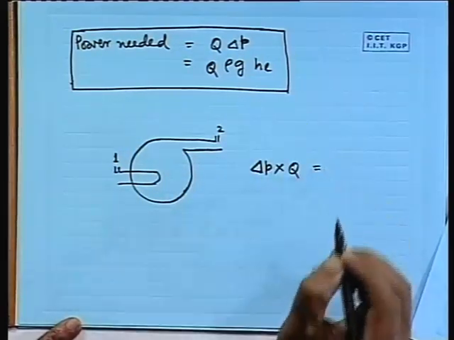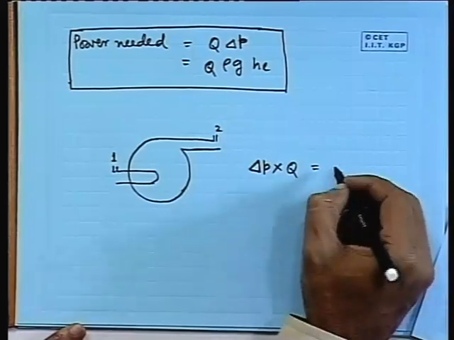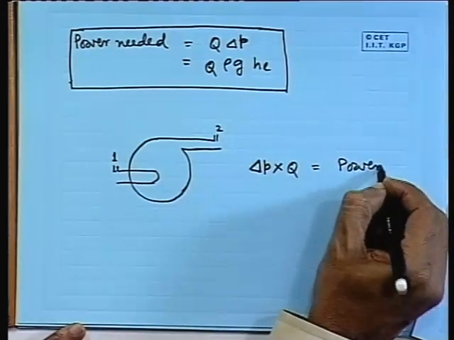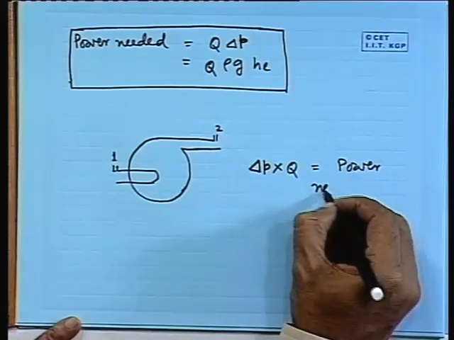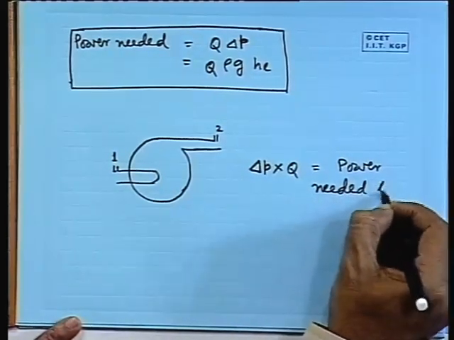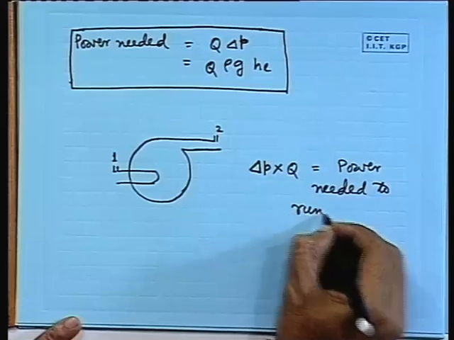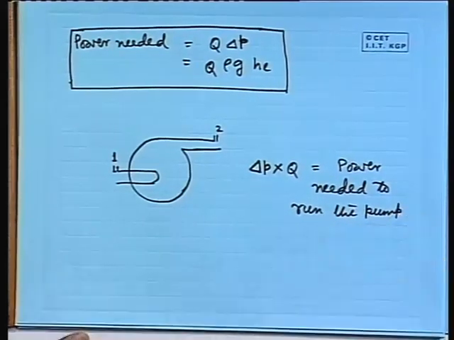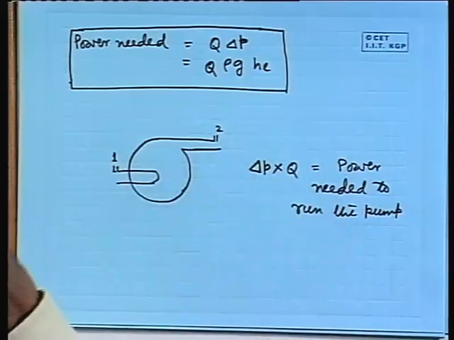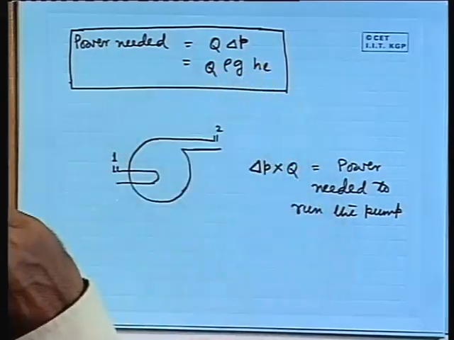So, delta P from this 2 we will get this multiplied by Q. So, that will give you the power needed to run the pump. Okay. So, if you know delta P and if you know the volume flow rate, one can calculate what is the power needed to run the pump. And then we can use the second equation also.